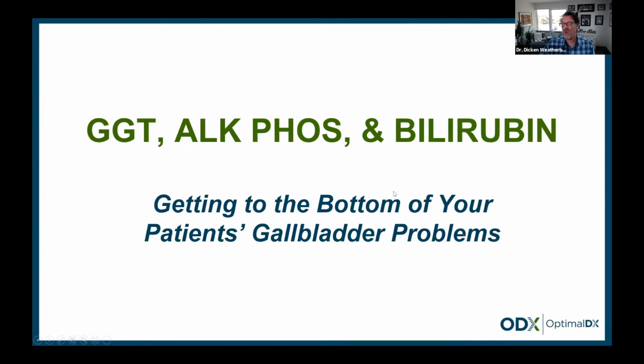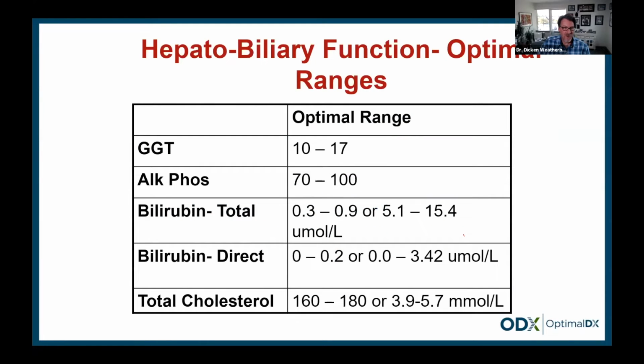Moving on here, let's look at our gallbladder markers now, looking at GGT, alkaline phosphatase, and bilirubin, getting to the bottom of your patient's gallbladder problems. So GGT, as I mentioned, is most helpful in elucidating and developing liver gallbladder dysfunction, liberated into the bloodstream following cell damage or destruction, found in highest quantities in the gallbladder, but also in the prostate and the pancreas.